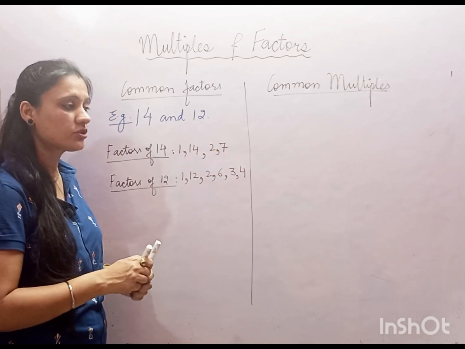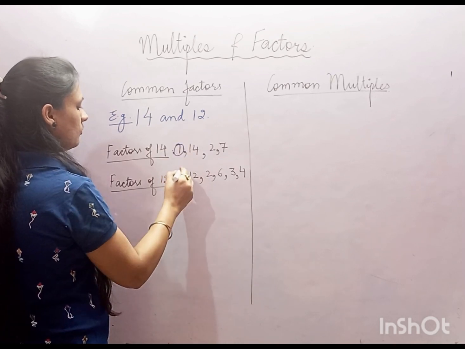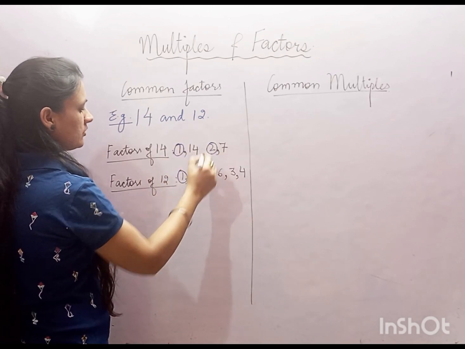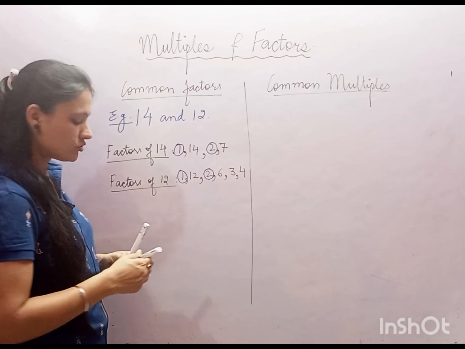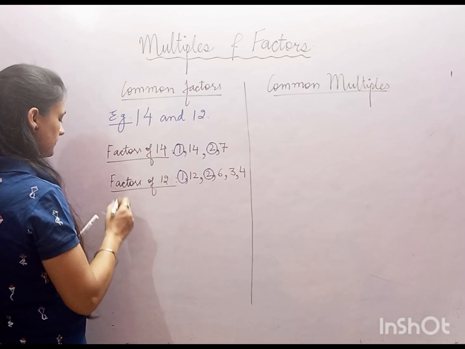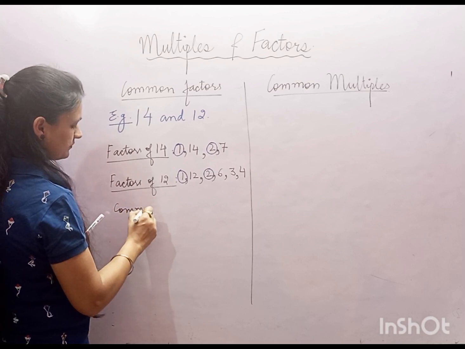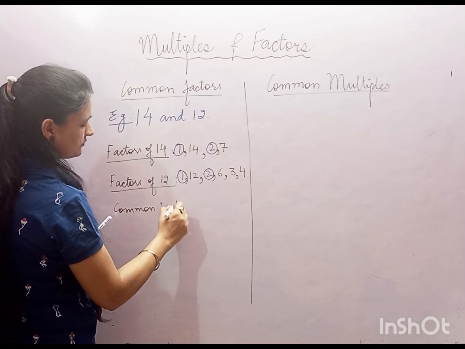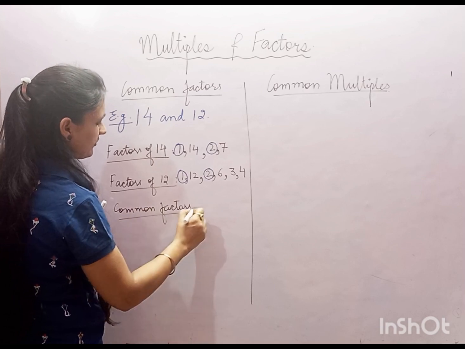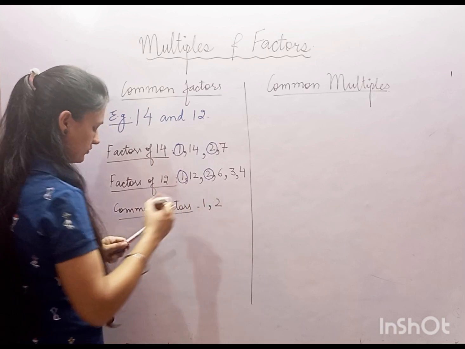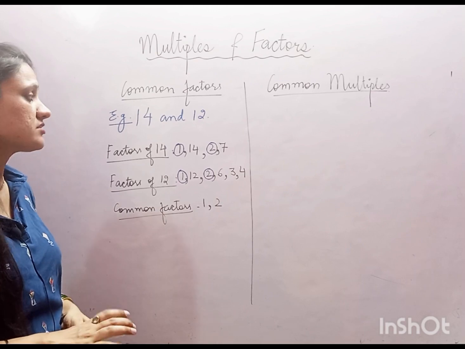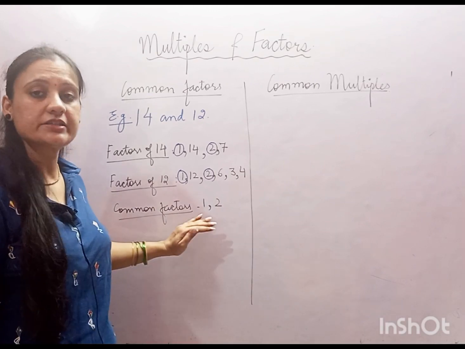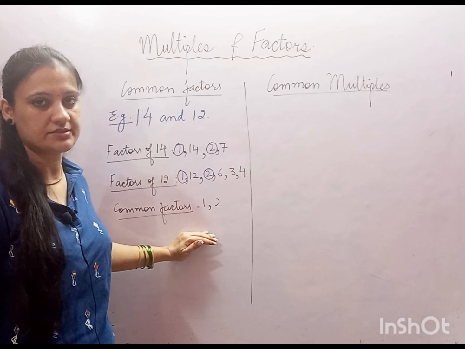Now let us find out the common. 1 is common. 2 is common. Is there any other number common? No. So what are the common factors? Common factors are 1 and 2. Right? This is how you find out the common factors. This is really an important concept. It is going to help you in the HCF and LCM also.